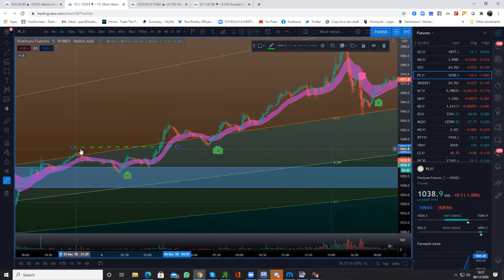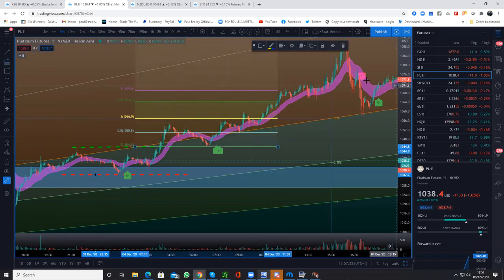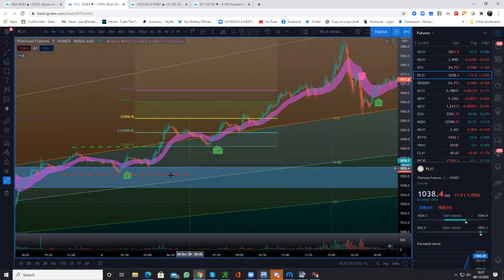Sensibly, you'd go long above this pivot point, even though the 6-star buy is here. Your stop is going to be below the pivot just before the signal candle. You're then going to put a risk to reward on there. Okay. And there you go. There you have it.